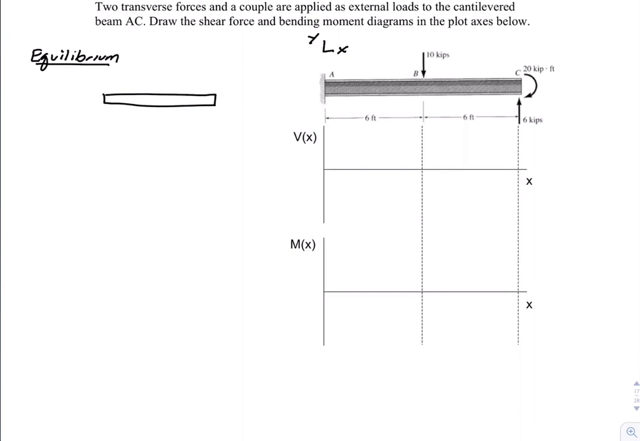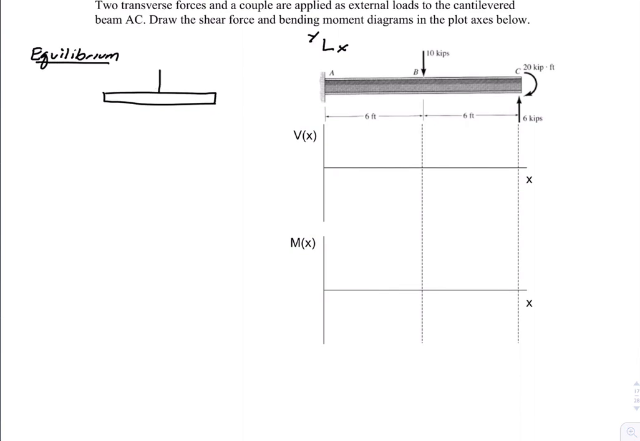What we have acting on the beam is our point load, our 10 kips. We have a couple in a clockwise sense. There on the right side we have 6 kips up. At the wall we have some shear force, call that VA. We have a bending couple there of MA. And again, our goal here is to find MA and A.